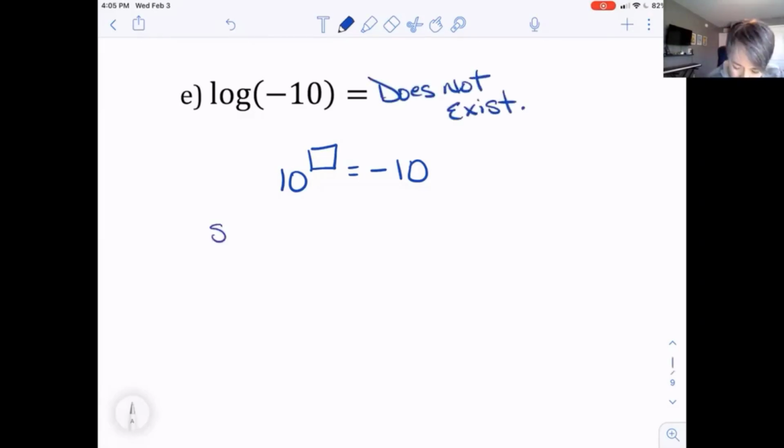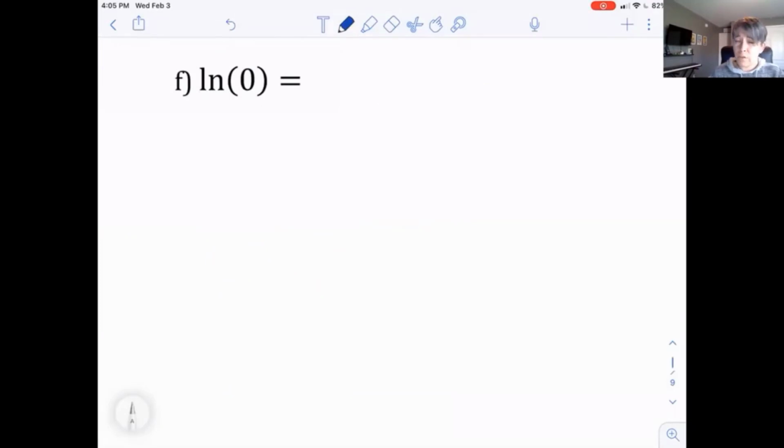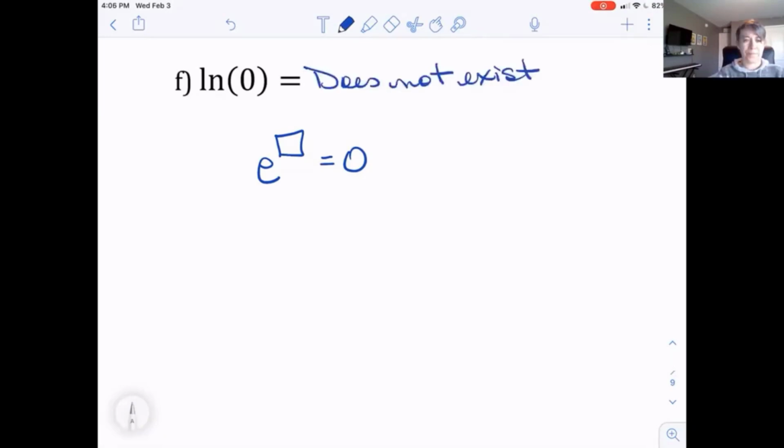And the reason is that -10 is not in the domain. What about the natural log of 0? That's asking us for the exponent that, if we took e to that exponent, it would give us 0. Well, even e to the 0 power gives us 1. So whether it's a negative exponent or a positive exponent, this one also does not exist, because remember our argument has to be greater than 0, not greater than or equal to. Because remember our domain was greater than 0, not greater than or equal to.